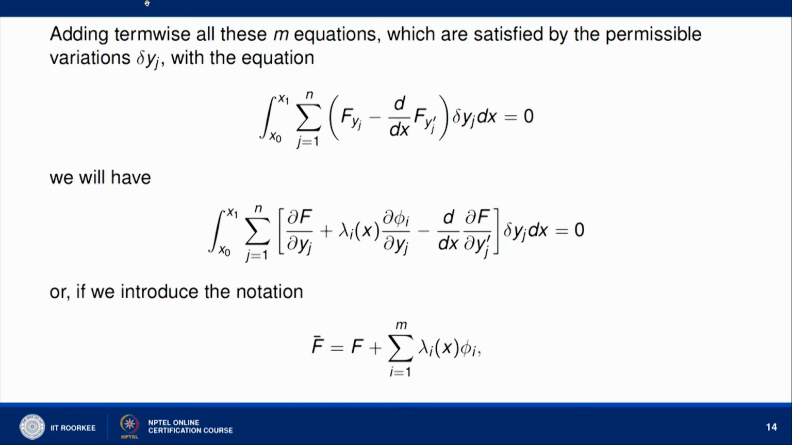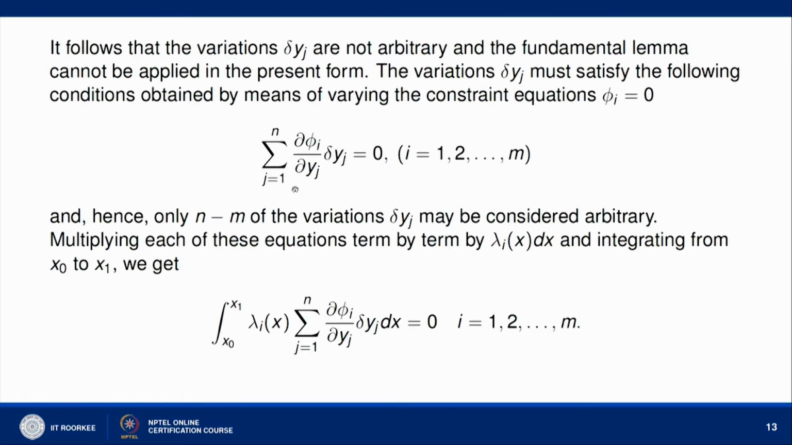So here, adding term-wise all these m equations, which are satisfied by the permissible variations delta yj, with the equation integral from x0 to x1, summation j equal to 1 to n, of f_yj minus d by dx f_yj dash, delta yj dx equal to 0. This we obtain by taking delta v equal to 0. Now we have these equations which we multiply by lambda j and we are getting this.